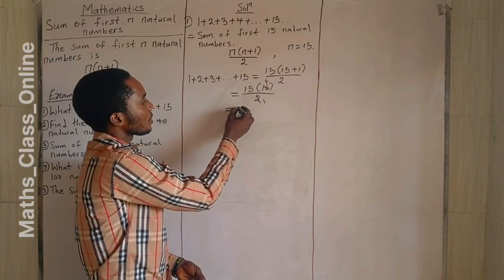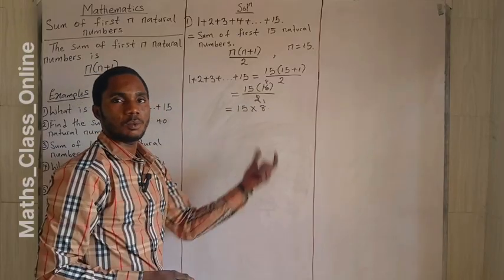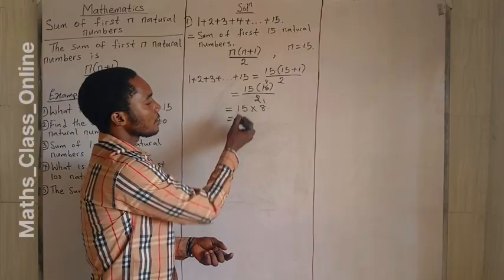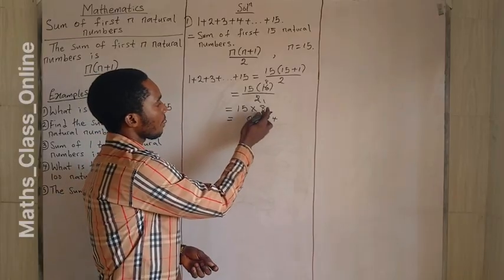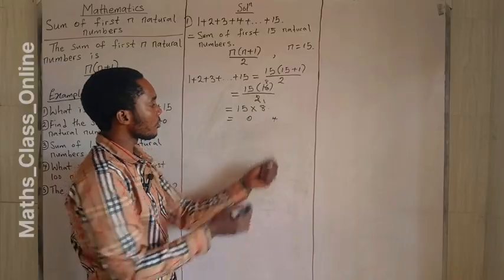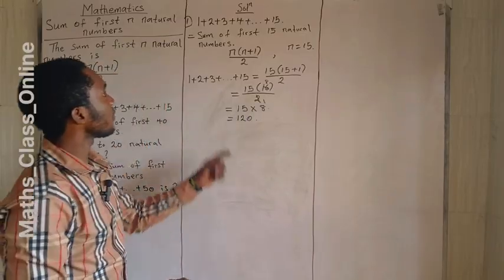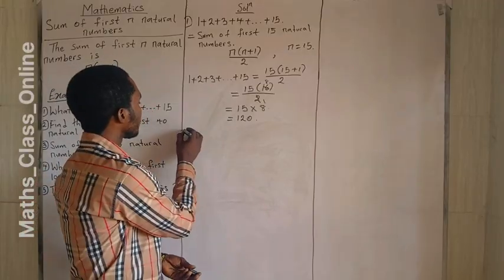What we have next is what? 15 times 8. What is 15 times 8? 8 times 5, that is 40. 8 times 1, 8 plus 4, that is 120. The sum of the first 15 natural numbers is 120. Next example.